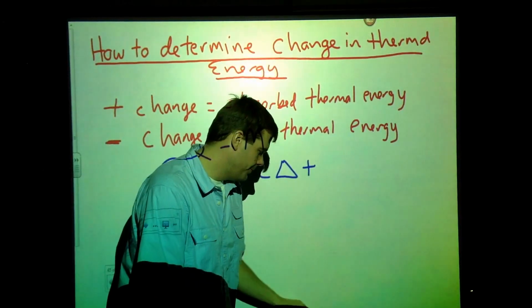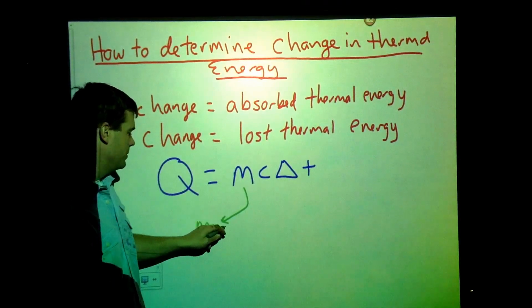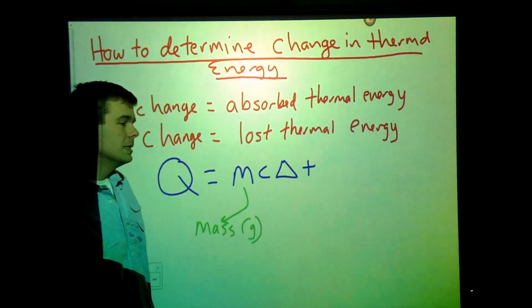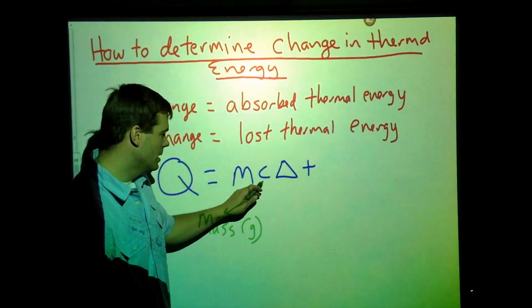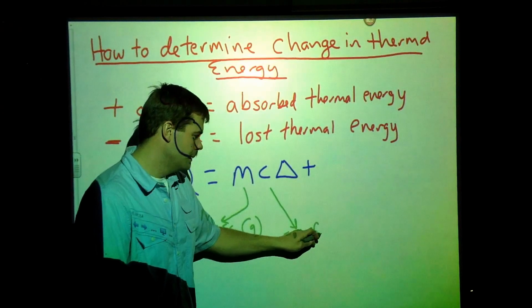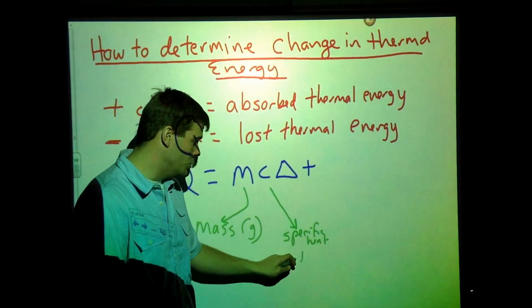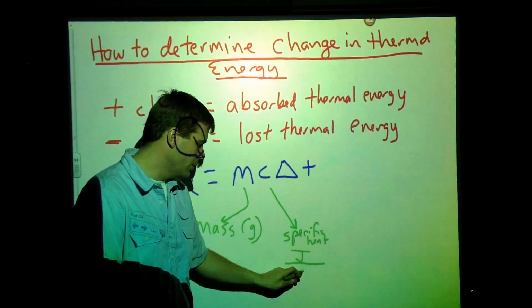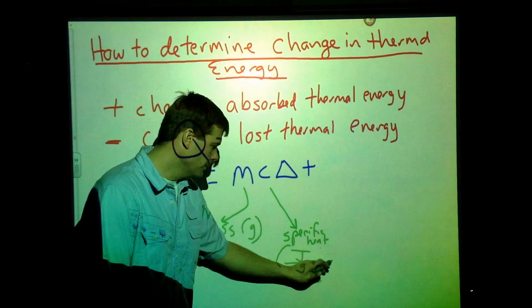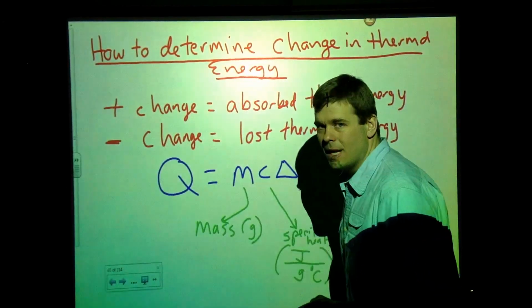So let's break it down. M, as we said on the previous slide, is the mass of your object. Most likely in this class it will be in grams. C will be given to you. That's the specific heat of your material. And the units for specific heat are joules per gram degrees Celsius, typically the units we'll use. And lastly, delta T refers to your change in temperature.